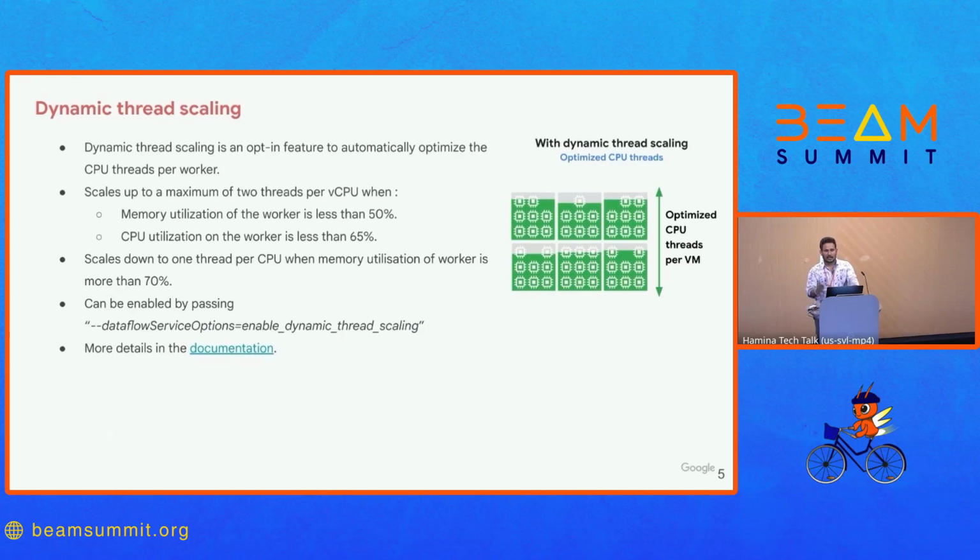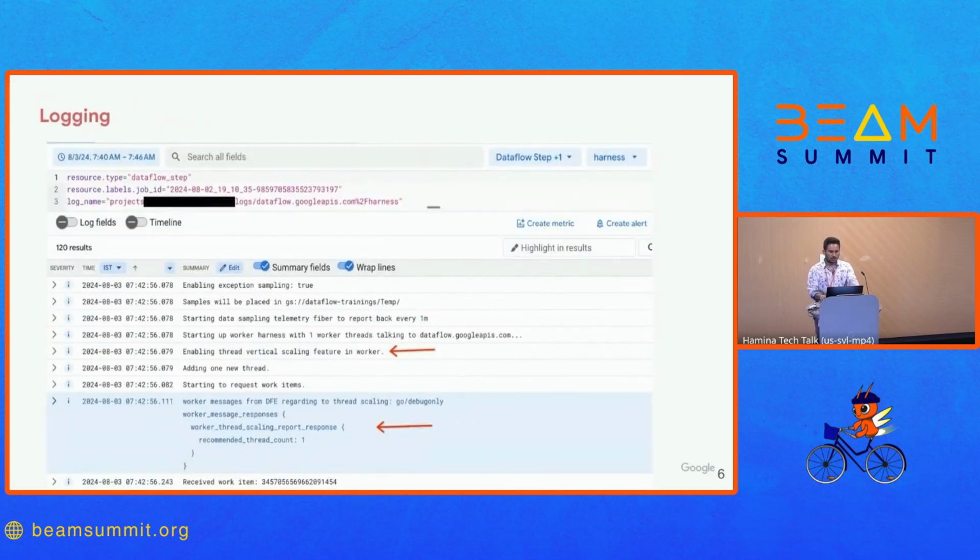And when the pipeline is running, if it encounters an out of memory error, then Dataflow will disable the dynamic thread scaling feature. This is a screenshot from Cloud Logging. The logs for the dynamic thread scaling feature are available in harness logs. The first indicator shows the feature is enabled, and the second one shows the recommended thread count as 1. During the runtime of your pipeline, it will show you 2 when it autoscales.